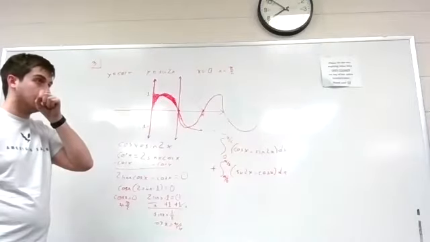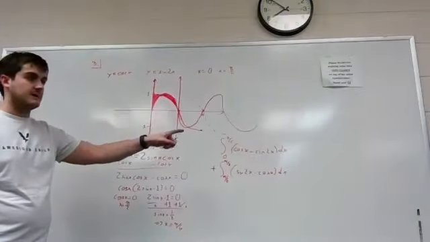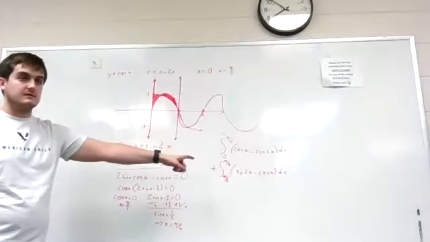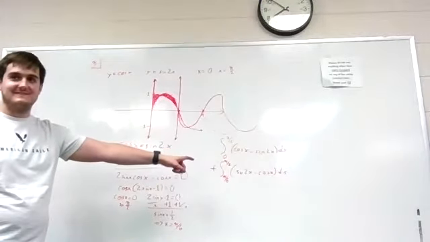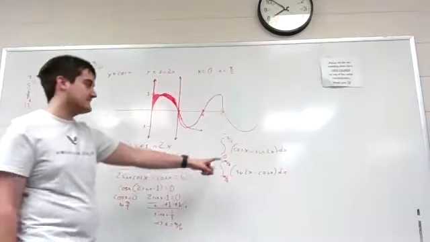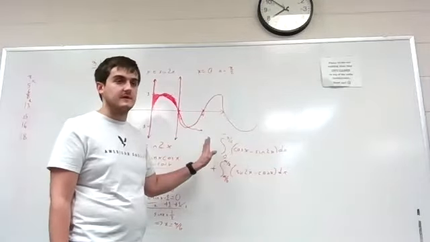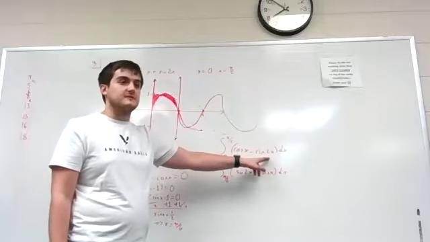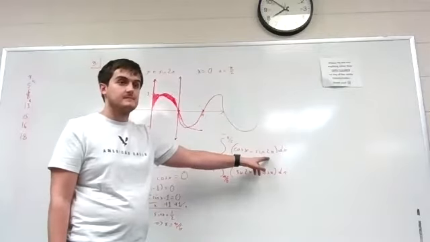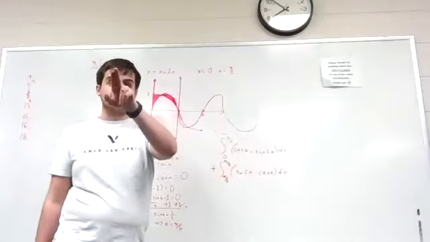Okay. Do I need to talk about how to evaluate this? Yeah. So the antiderivative of cosine is what? Sine. So that's fine. How do I find the antiderivative of sine 2x? So we'd have to use u substitution.